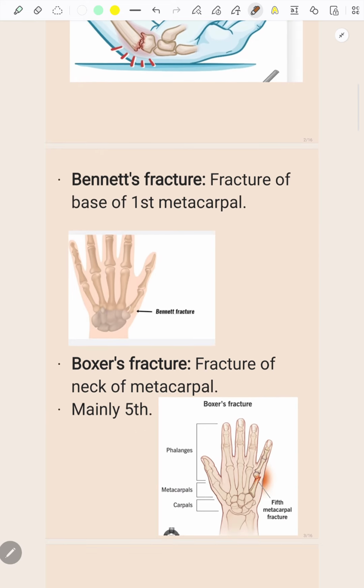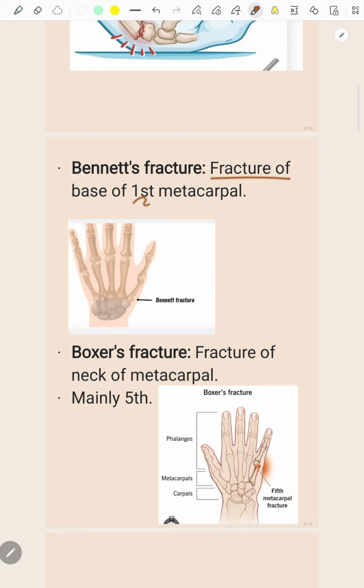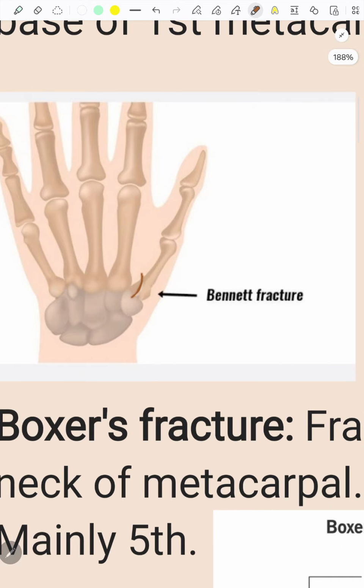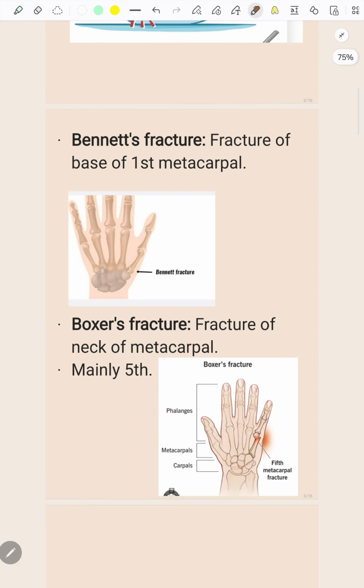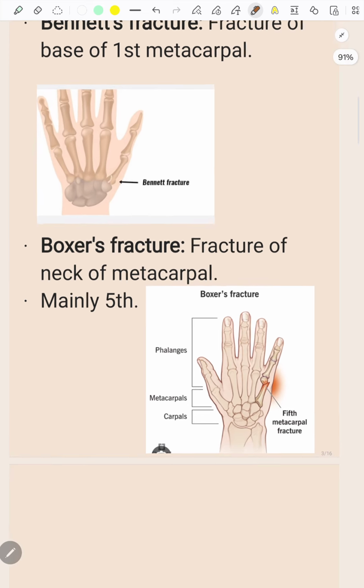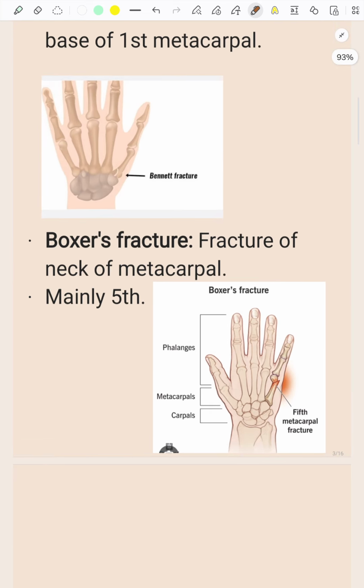Next is Bennett's fracture, which is the fracture of base of first metacarpal bone. First metacarpal is our thumb. So this is thumb and this is the fracture of base of first metacarpal. This is Bennett's fracture.